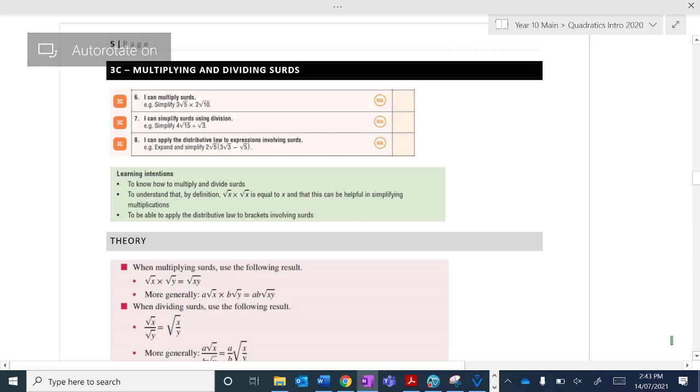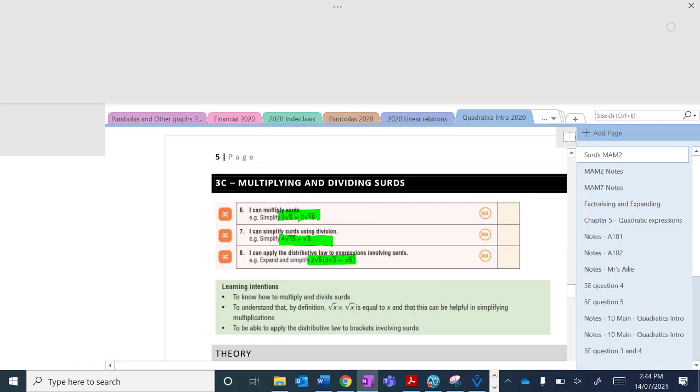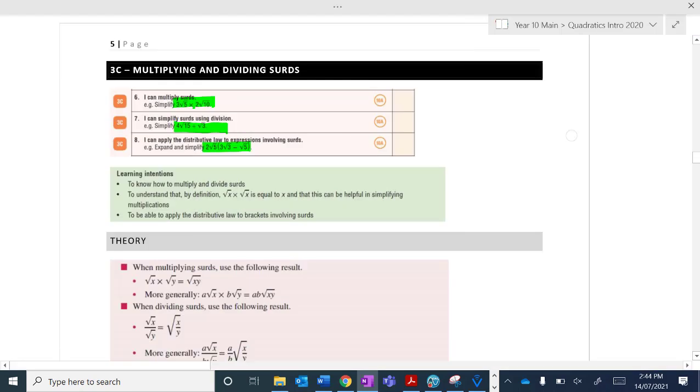Hi everyone, in today's lesson we're going to go through multiplying and dividing surds. In particular, we'll be looking at multiplying two surds, where we've got whole numbers and surds, as well as dividing surds, and in particular the harder ones which use the distributive law, so when we're expanding brackets, but expanding brackets with surds.